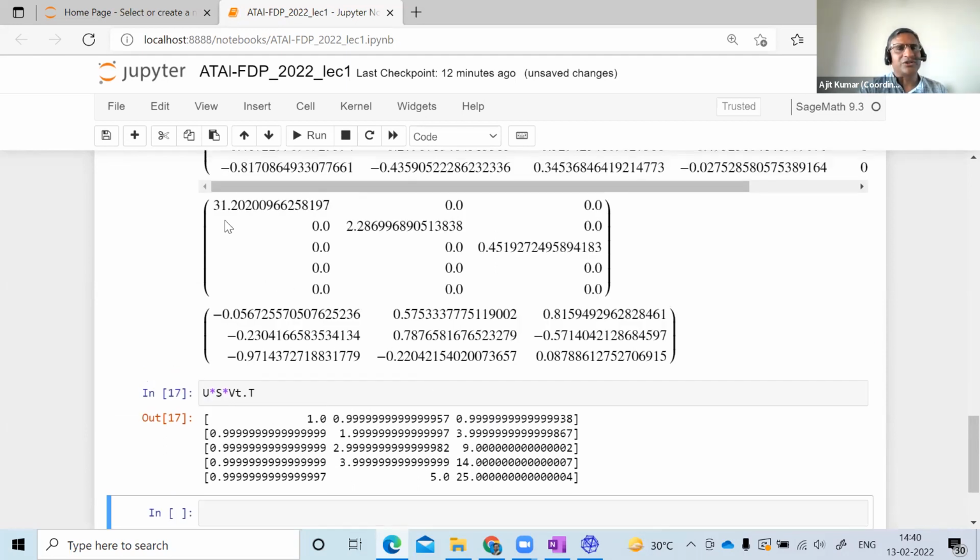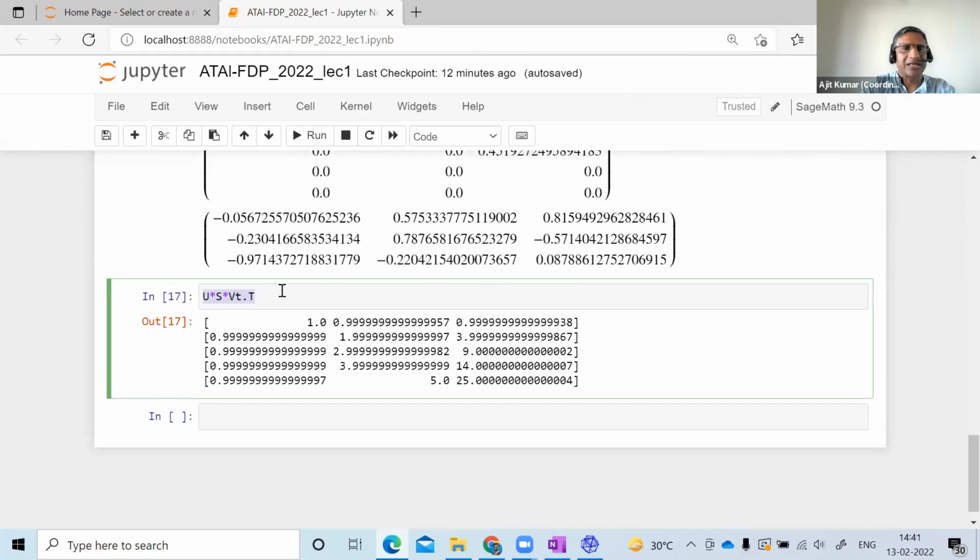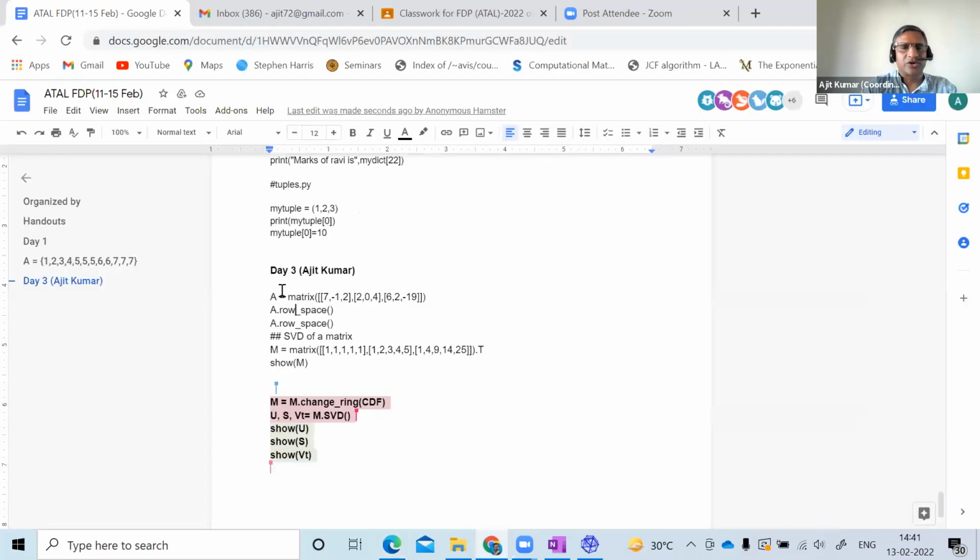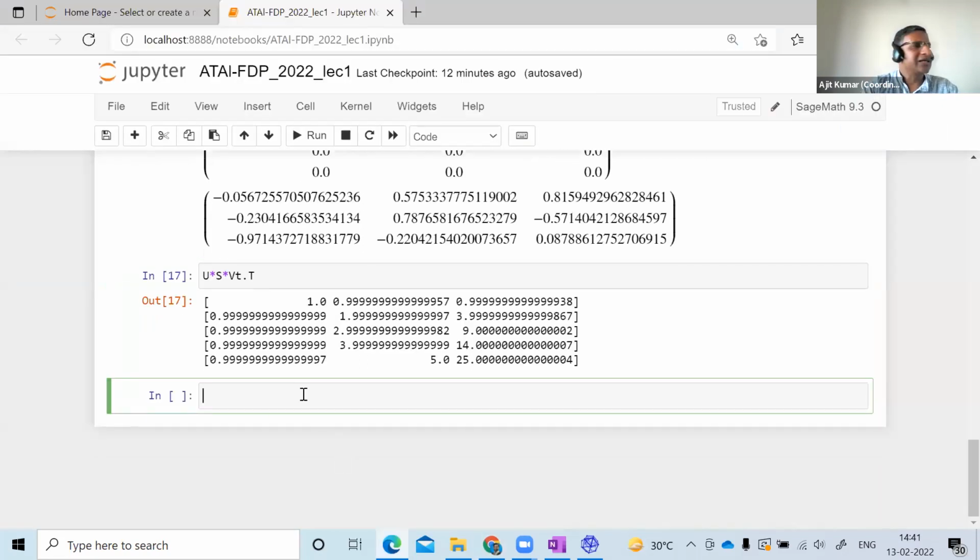And what are the singular values? Singular values of this: 31 point this. But now let us also verify. I'll also copy this one. Sorry, my cursor is somewhere. Now we can verify. What did I say? I said how to obtain these singular values and then singular vectors, the left and right singular vectors.